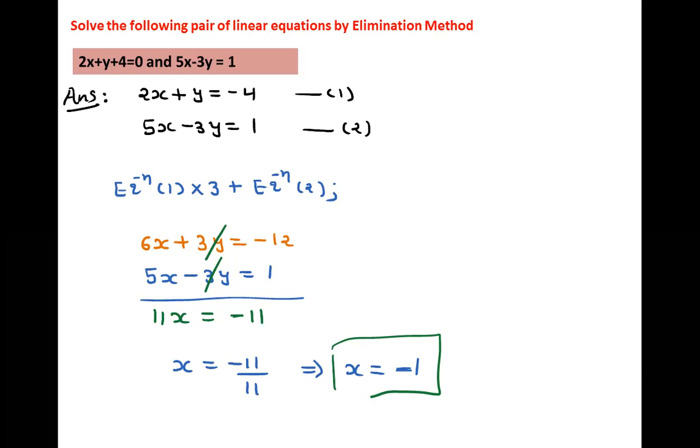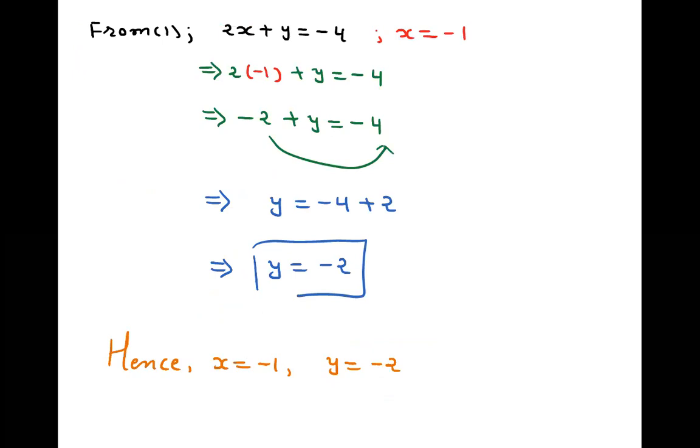I can put x is equal to minus 1 in equation number 1. This is my equation number 1. I put x is equal to minus 1 and I got the value of y is equal to minus 2. So my answer is x is equal to minus 1 and y is equal to minus 2.